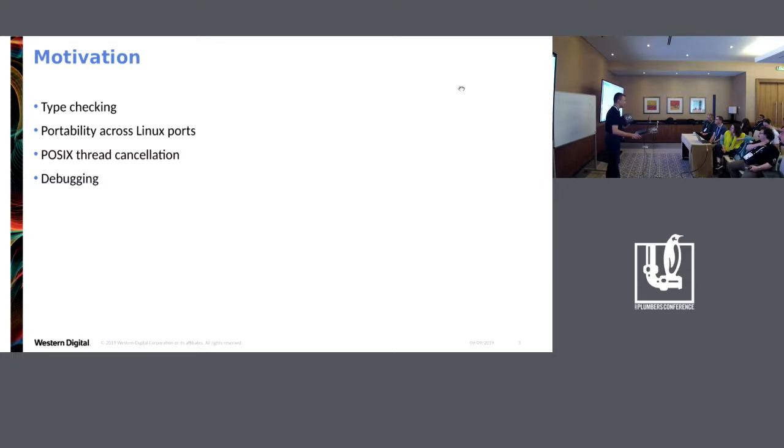So the motivation for having the syscalls wrapped in glibc is that there are several advantages to that, rather than doing raw syscall calls from various applications which happen to have a need for them, where there's no corresponding C library interface. One of them is type checking, which is, I think, obvious. The other one is portability across Linux ports, which means essentially you have a C interface where you can invoke the syscall as if it were a usual C function.